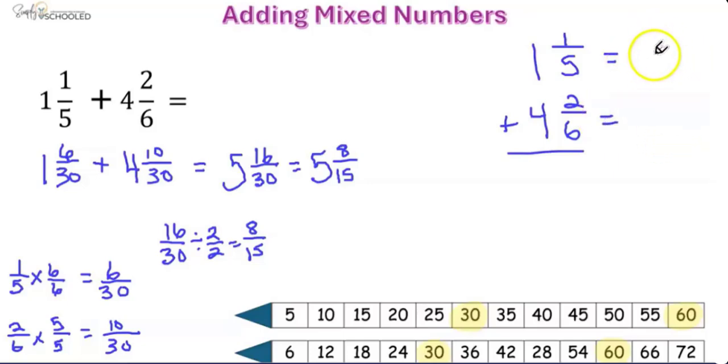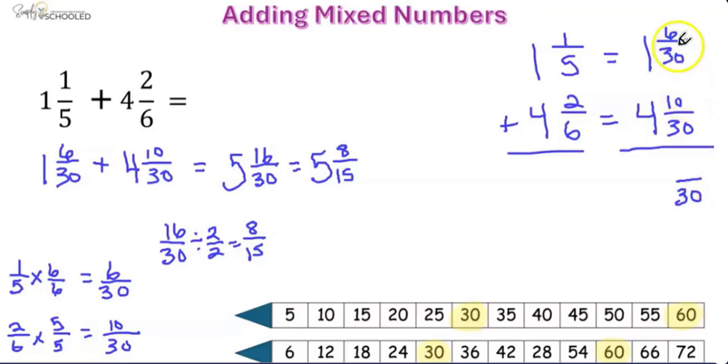I learned that 1/5 is the same thing as 6 over 30. So I'm going to rewrite it as 1 and 6 over 30. And I'm going to rewrite 4 2/6 as 4 and 10 over 30. Now, when I draw my line, I can add my fractions here, put my fraction bar, because I know I keep my denominator the same, and add the numerators. 6 plus 10 is 16. And then add my whole numbers. 1 plus 4 is 5. And as we said below, I was able to reduce 16 over 30 to 8 over 15. And that would be my final answer.